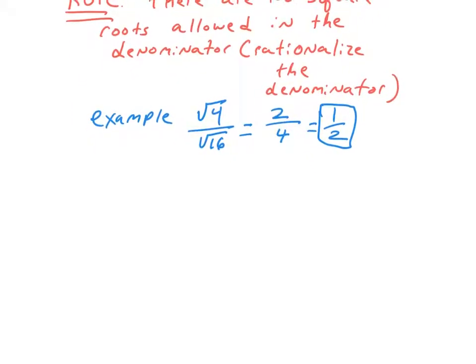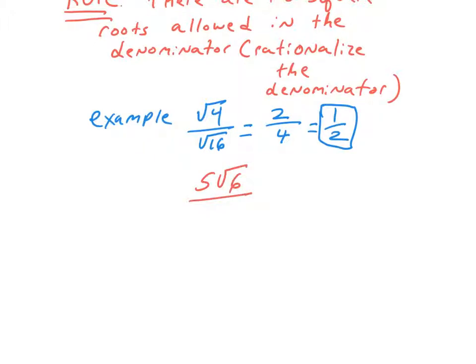Okay, let's try another one. Let's do 5 times the square root of 6 over square root of 4. Okay, so first let's do just like we did multiplying. Look at the outside and the inside separately. So we have 5 over 1. We're just going to leave that alone. And then we have square root of 6 over square root of 4. Square root of 6, and remember square root of 4 is just a 2. So we're going to end up with 5 times the square root of 6 over 2.